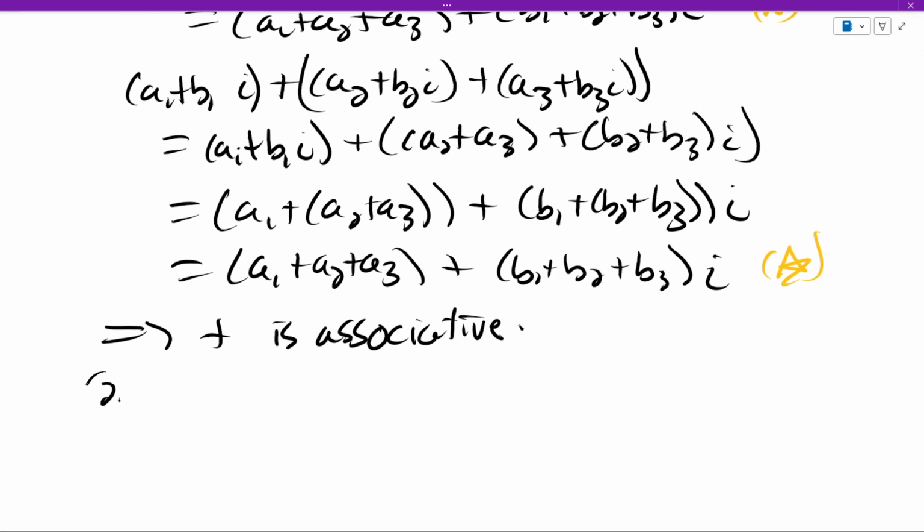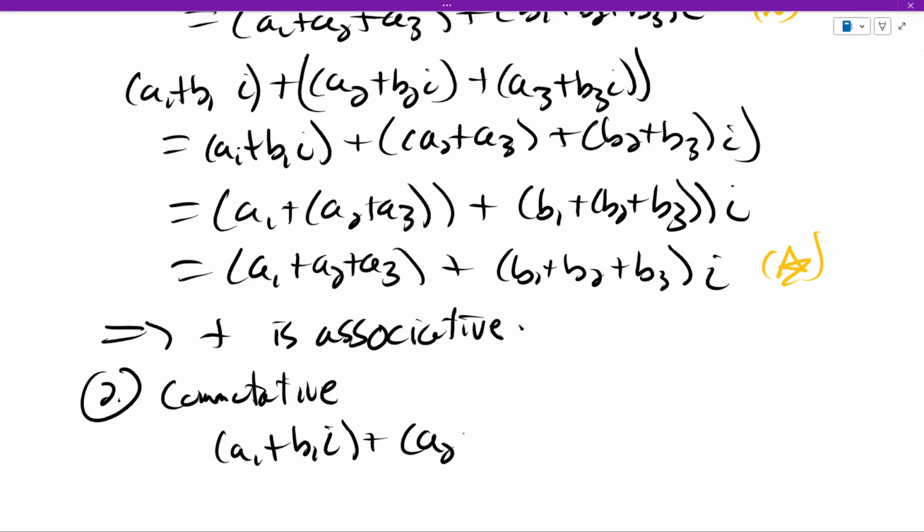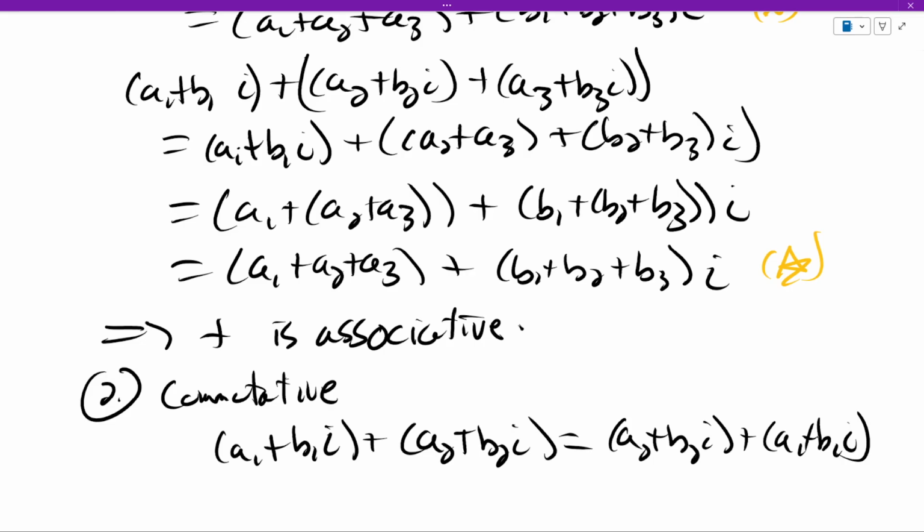Now let's check commutative. This will be much faster. Throughout, the a's and the b's will be real numbers as stated in number 1. So we need to check that a1 plus b1i plus a2 plus b2i is the same as a2 plus b2i plus a1 plus b1i. Let me phrase this as a question. Okay, it's a question now.